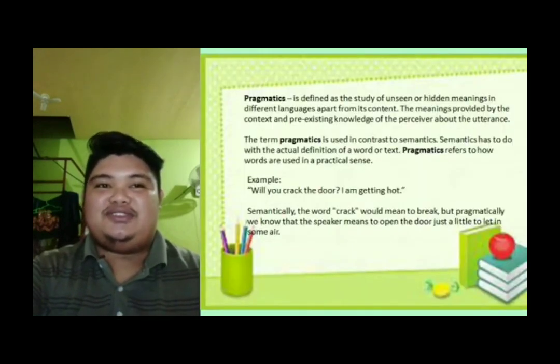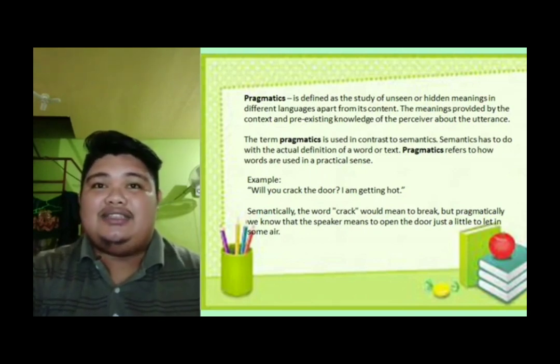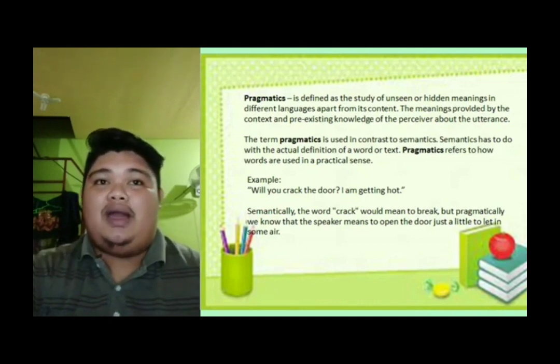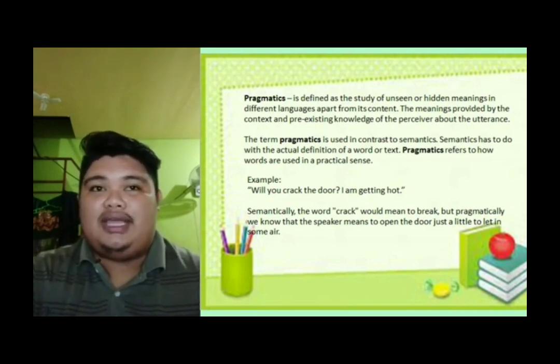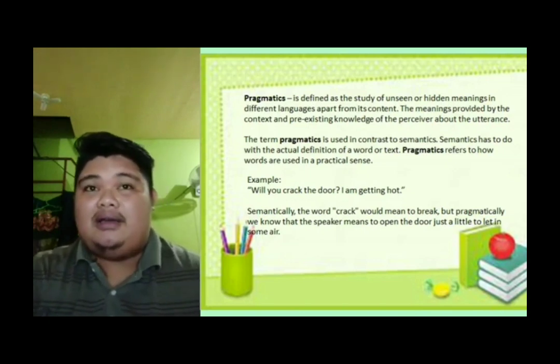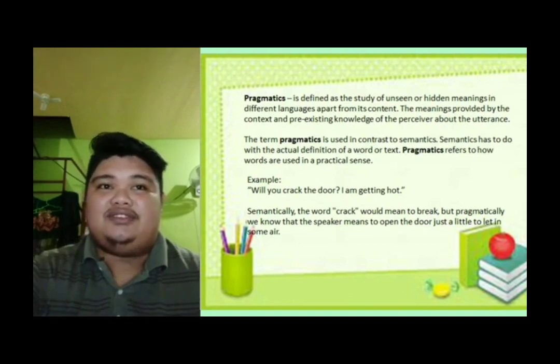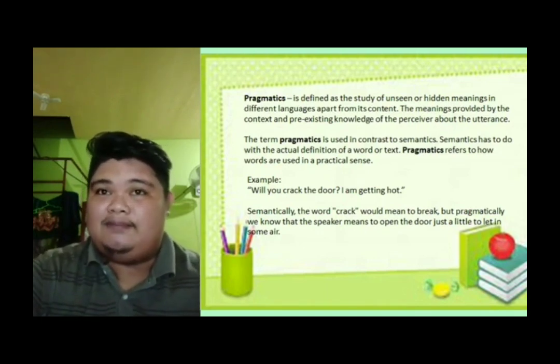So, let us now proceed to pragmatics. Pragmatics is defined as the study of unseen or hidden meanings in different languages apart from its content. The meanings are provided by the context and pre-existing knowledge of the perceiver about the utterance. So, the term pragmatics is used in contrast to semantics.